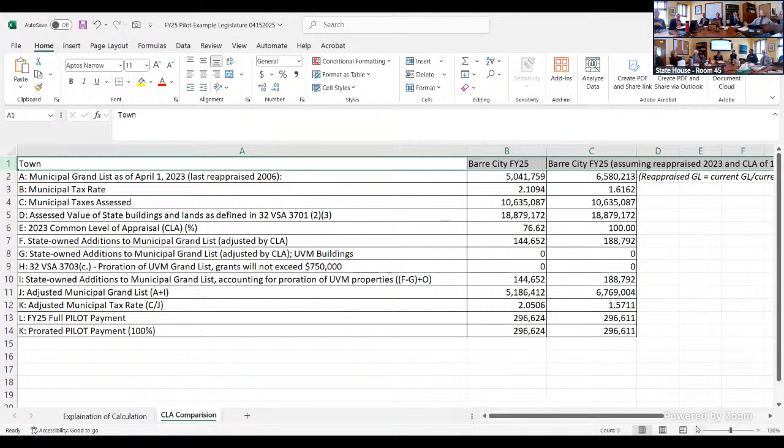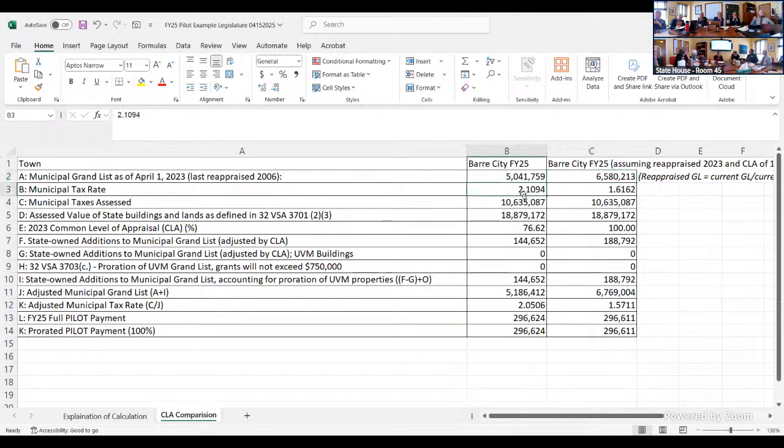So this was something that Chloe pulled together for us to just illustrate the impact of the CLA on the tax rate and that it basically all comes out in the wash. The two factors to look at are, this is Berry City's grand list. They last reappraised in 2006. They've now reappraised in 2023. So their grand list is this.